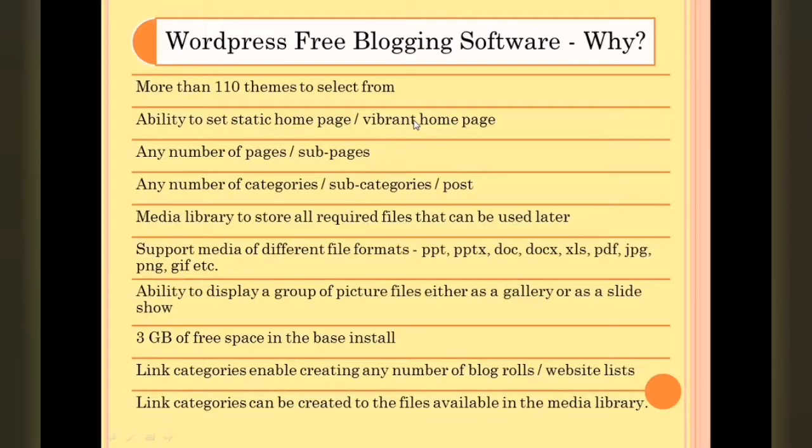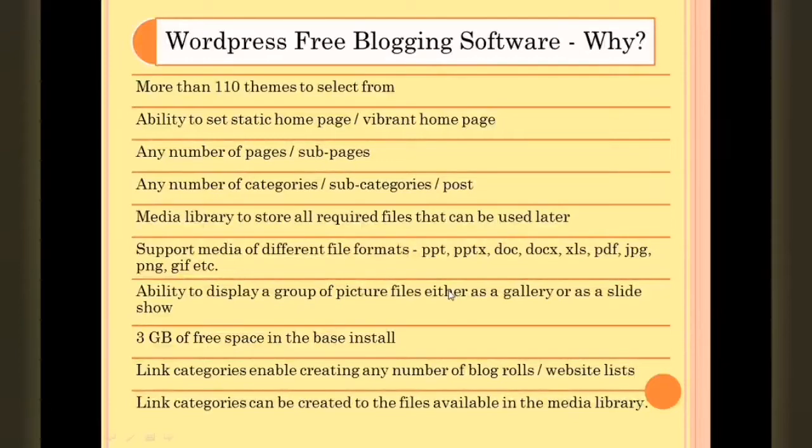To cut a few, WordPress has got more than 110 themes to select from. You can have a static homepage, you can have vibrant homepage, you can have any number of pages and subpages, you can have any number of categories and subcategories, you can have a media library to which you can store all the files that you may require in future. WordPress supports many different file formats.